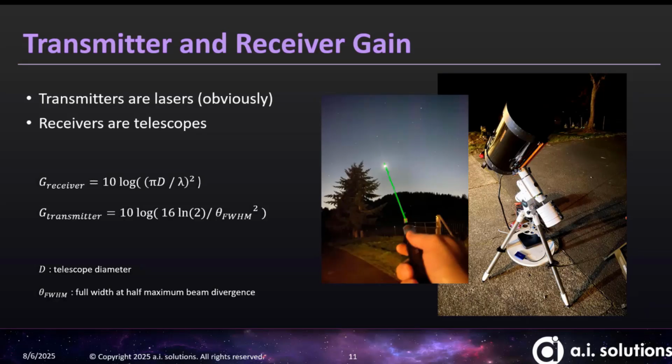And on the receive side, that's also a pretty commonly encountered object. The bulk of a receiver, and the thing that sets the gain of it primarily, is going to be just an optical component that's identical to a telescope. So on the receive side, it's going to be the diameter of your telescope that sets the gain.